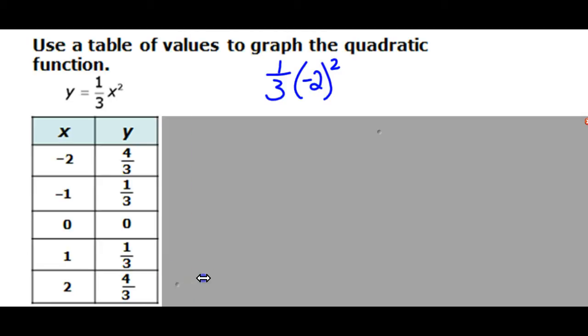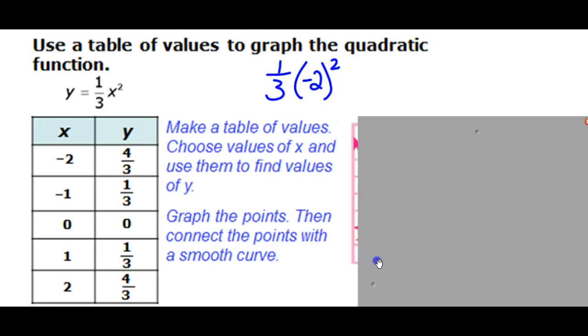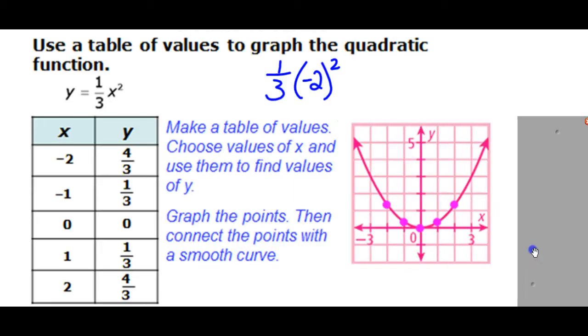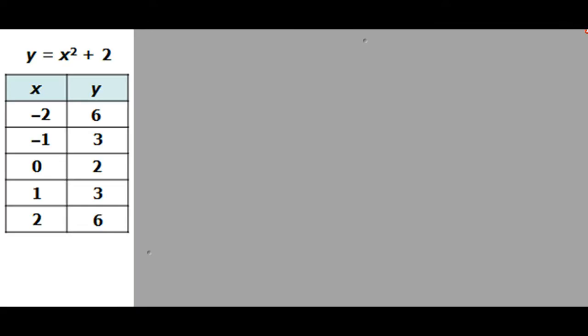All right? So we put those in there, we make a table, we choose some values, and then we plot those points. So here's 5 points here. These are the 5 points that it plotted, and you'll see that if you connect those, you get that nice smooth curve looking parabola. Okay, so here's another one.